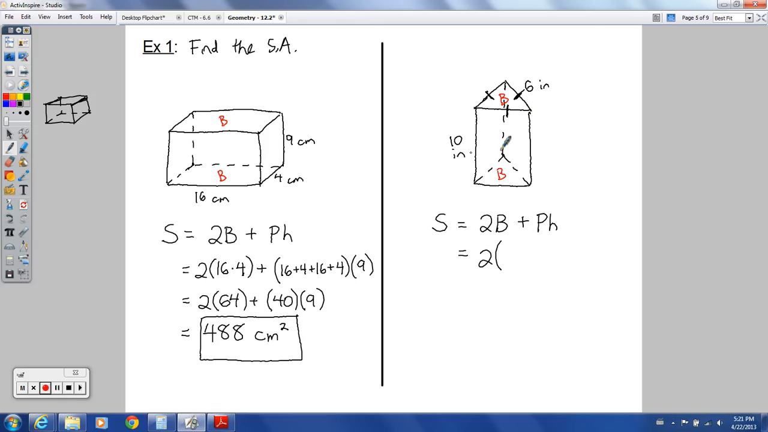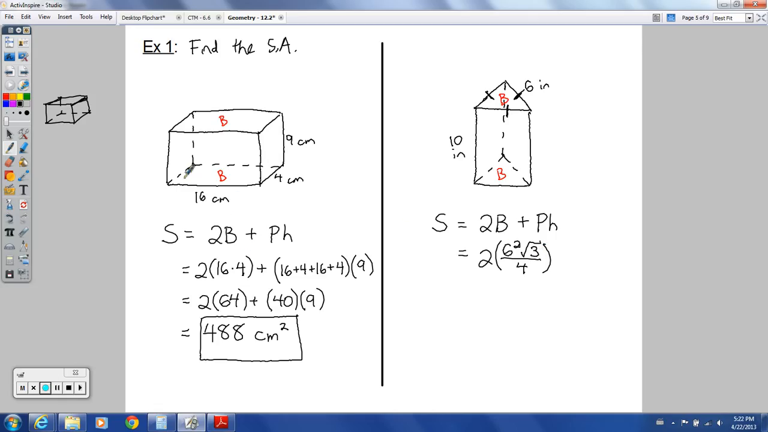I had this formula for equilateral triangles. It was side length squared times radical 3 over 4. And so I'm plugging in 6 for my side length. I have 6 squared times radical 3 over 4. So I replace B with the area formula that works for it.